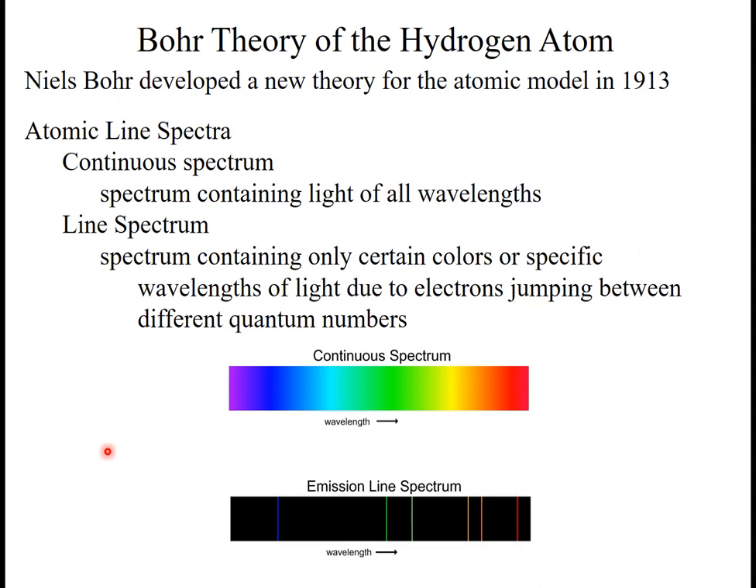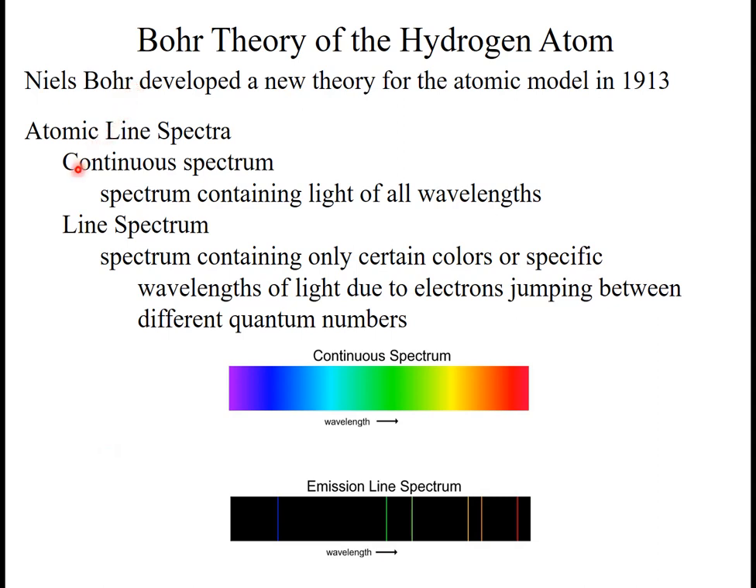In this section, we're going to start linking the atomic lines that you see for atoms to where those electrons are. It's called the Bohr theory of the hydrogen atom, because in reality it only works for hydrogen. It doesn't work for any other atom, but it was a good theory to start with. So Niels Bohr, another German physicist, developed a new atomic theory in 1913.